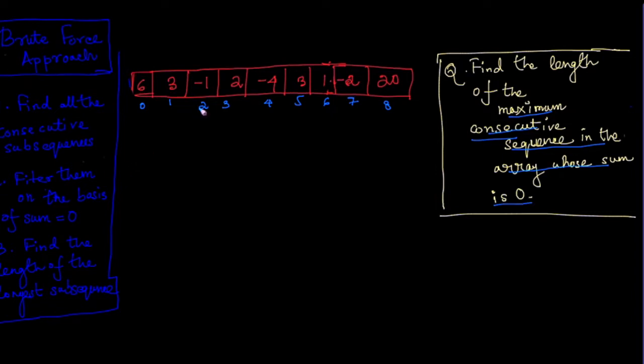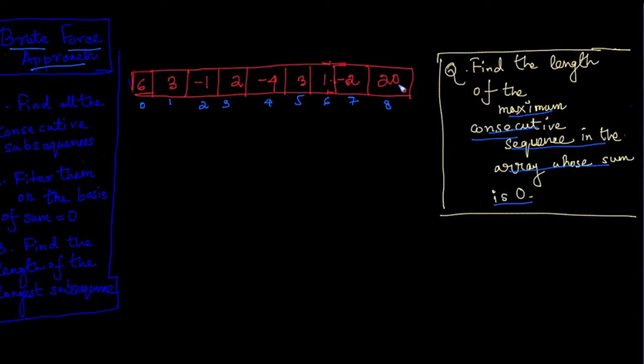What is the usual approach? What is the brute force approach that we can use to solve the problem? Well, we can find all the consecutive subsequences that are possible in this array. For example, you take 6 and then you do 6, 3, then 6, 3, 1, 6, 3, 2, 6, 3, 4, 6, 3, minus 1, 2, minus 4. You take all the possible subsequences starting at 6. Then again you do 3 and minus 1, 3 and 2, 3, minus 1, 2, minus 4, all the subsequences of 3 and so on.